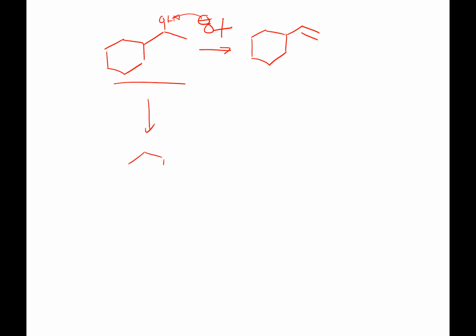All right? Let's change it into a chloride and then add tertiary butoxide to it and form the less substituted double bond. Is that a good scheme? Yeah.